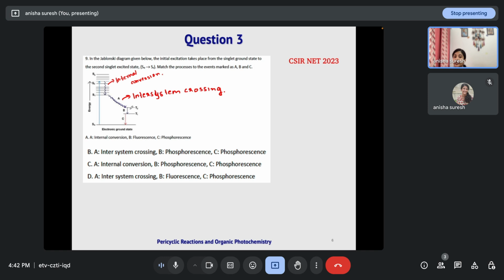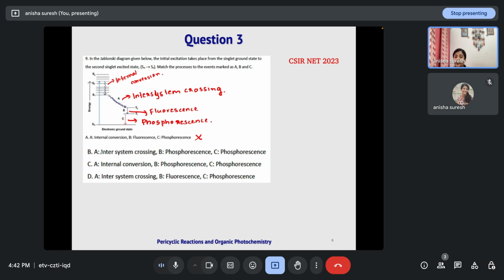Then T2 to T1, a radiative process is taking place. So this is an example of fluorescence. Since there is no change in spin state and since it is a radiative process, it is an example of fluorescence. And from T1 to S0, the radiative process that is taking place is phosphorescence.